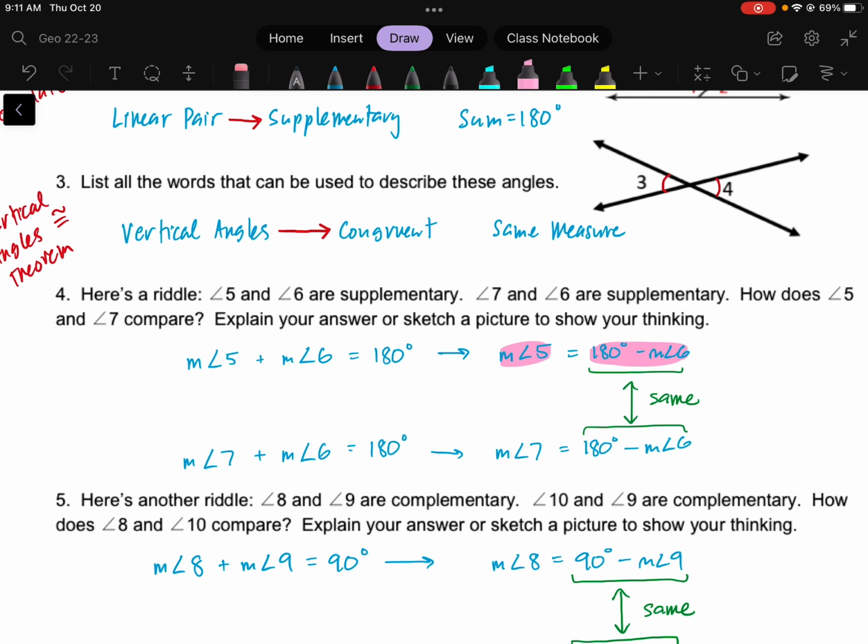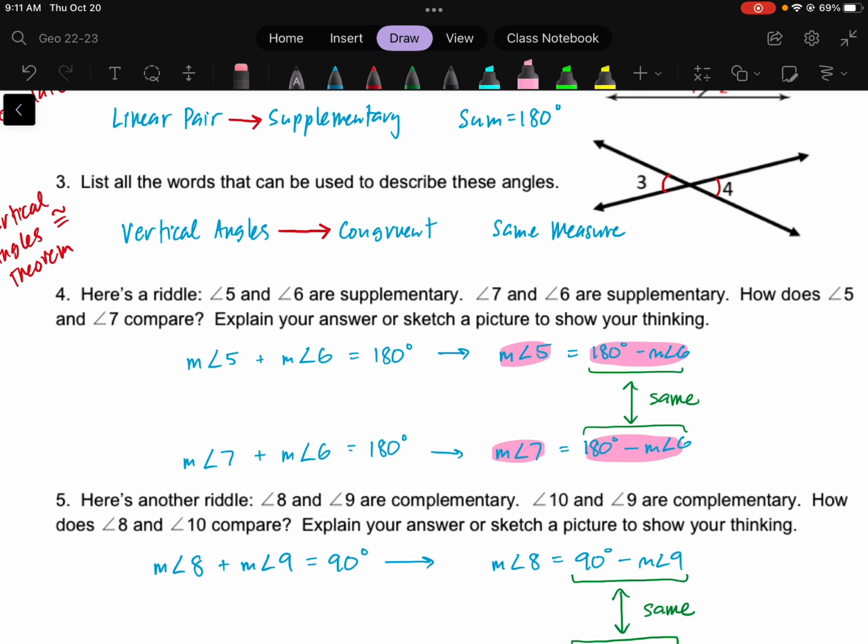Then I rearranged the second equation in the same way. I wanted to isolate angle 7. So angle 7 is equal to 180 minus angle 6. And then I realized that these two angles are equal to the same thing. They're both equal to the expression 180 minus the measure of angle 6. And so that tells me that angles 5 and 7 must be the same as well.